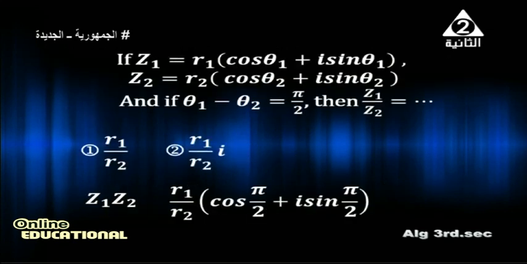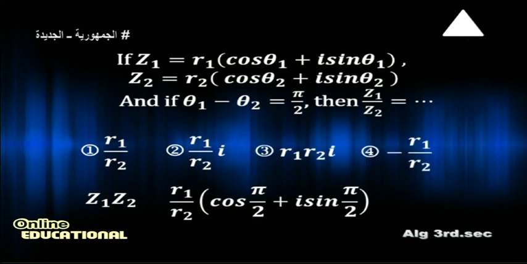Another example. Z1 is a complex number, R1 (cosine theta 1 plus i sine theta 1). Z2 is R2 (cosine theta 2 plus i sine theta 2). If theta 1 minus theta 2 equals 90 degrees or pi over 2, then choose the correct answer. Z1 over Z2 equals what? R1 over R2, R1 over R2 i, R1 R2 i, negative R1 R2.